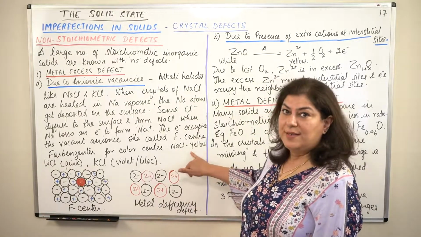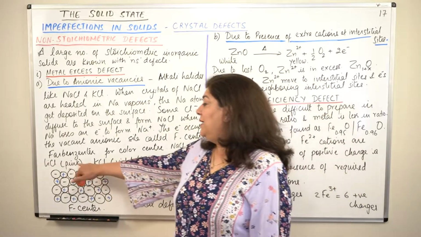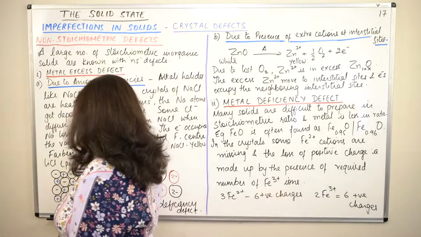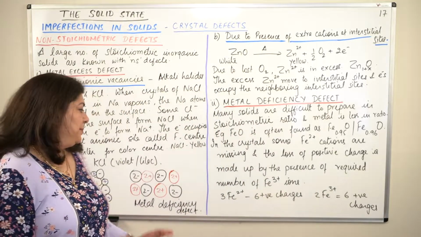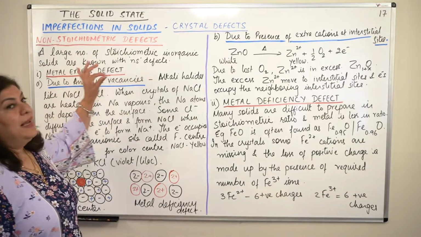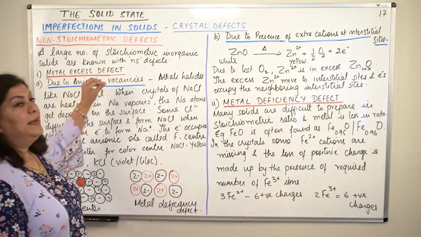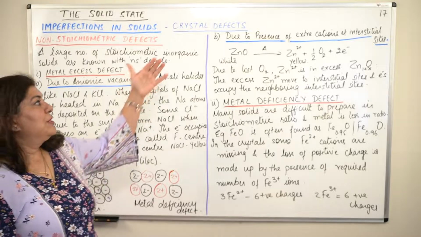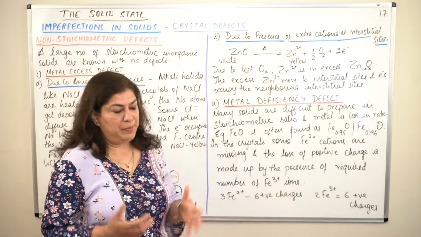Sodium chloride is yellow due to its F centers, lithium chloride is pink, and potassium chloride is lilac or violet. So this was metal excess defect due to anionic vacancies. We now come to the second way how metal can be in excess.